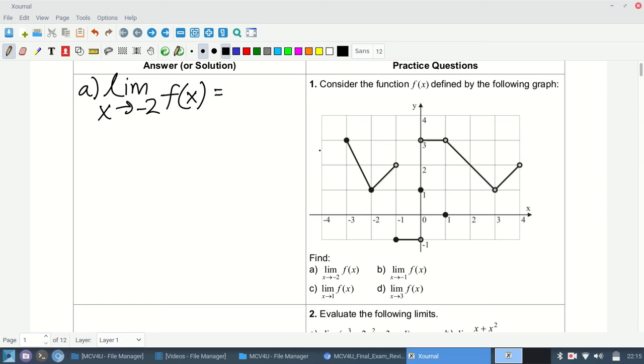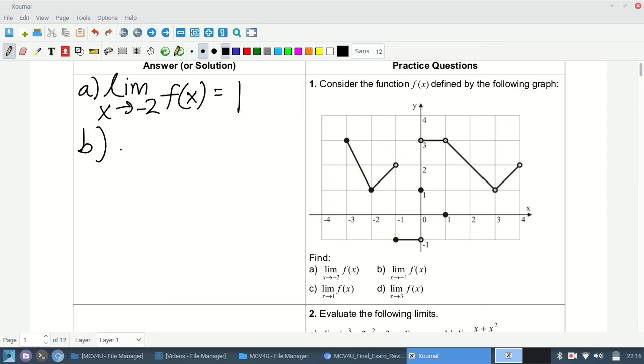They give us a nice graph, and we have to evaluate the limit of this graph as x approaches -2. Essentially what that translates to is look at the y value as you're approaching -2 from the left and the right. If you approach the same y value, then the limit is that y value. From the left I've got a y value of 1. From the right, I've got a y value of 1, so the limit becomes 1.